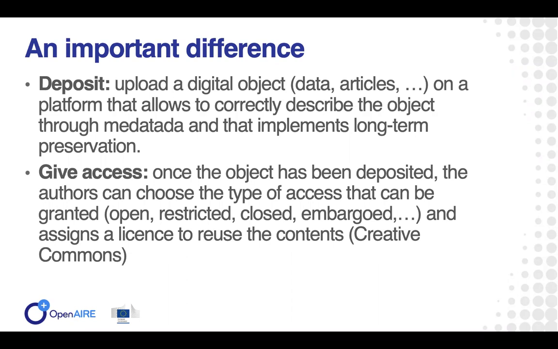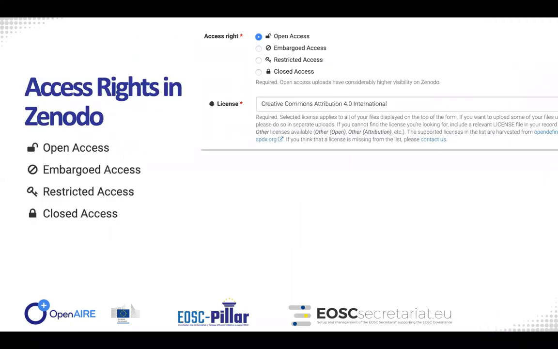Giving access also means to assign a license to reuse the contents, and usually we can use the Creative Commons that we will see in a while. These are the access rights in Zenodo. Other repositories have more than four access rights. For example, sometimes if they are institutional, they will have an access which is provided only to those that work for these institutions and so on. But these are the main ones that you can find.